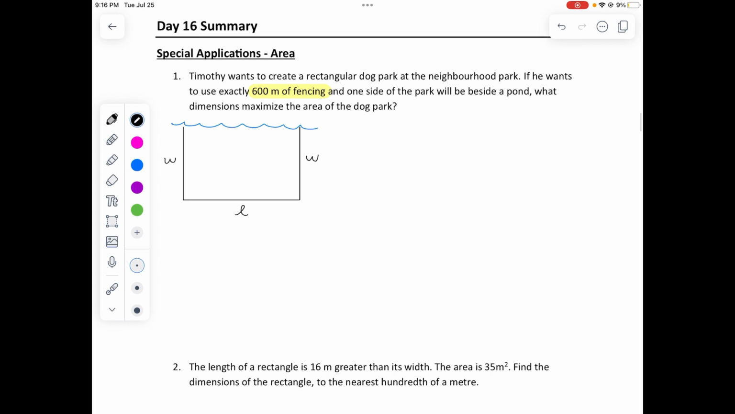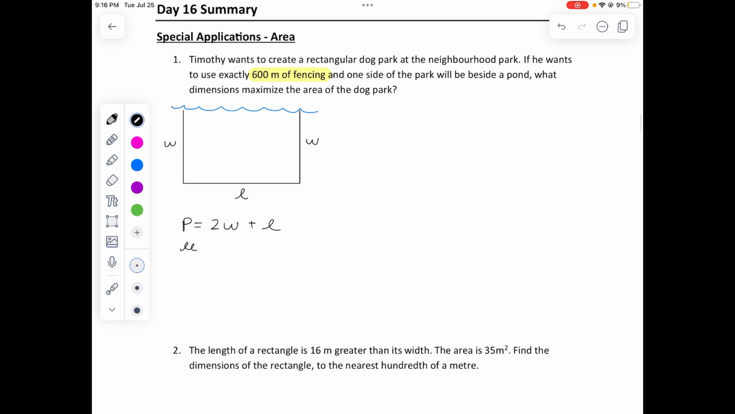Okay, so if we make an equation for perimeter, we could say that it is equal to 2w plus the length. Okay, because we have two identical widths and only one length. And we can let the perimeter equal 600 because that's how much fencing we want to use. Okay, so we can have this equation instead. 600 equals 2w plus the length.